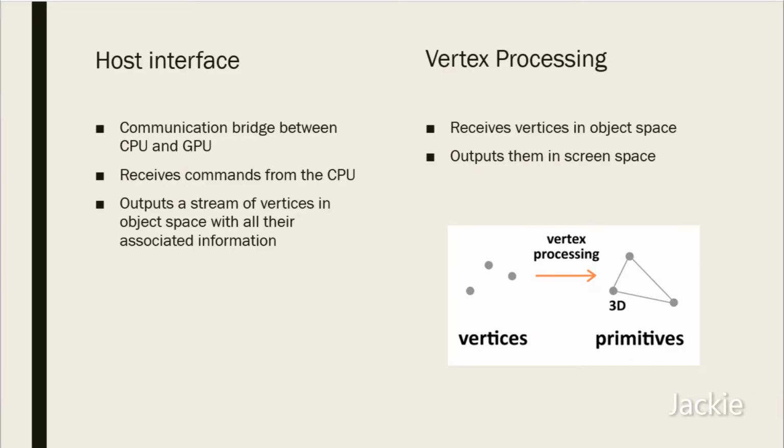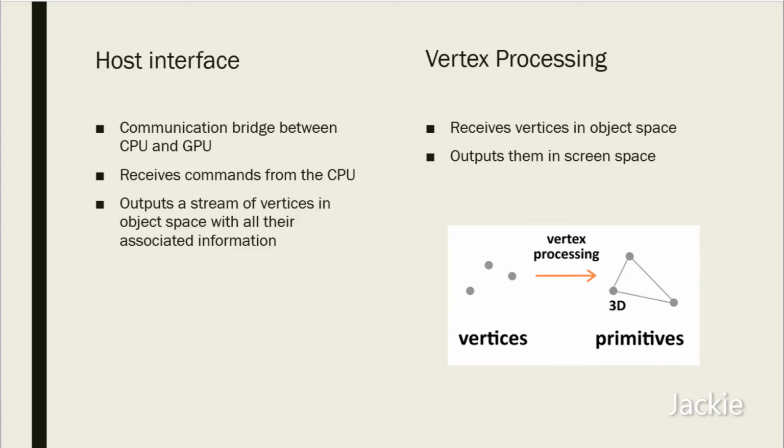So let's start with the first stage, the host interface. What's the host interface? The host interface is the communication bridge between the CPU and the GPU. It receives commands from the CPU and also pulls geometry information from system memory. It outputs a stream of vertices in object space with all their associated information, texture coordinates, or per vertex color.